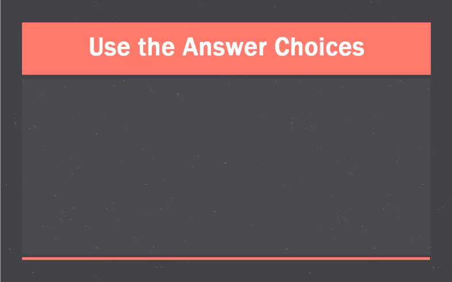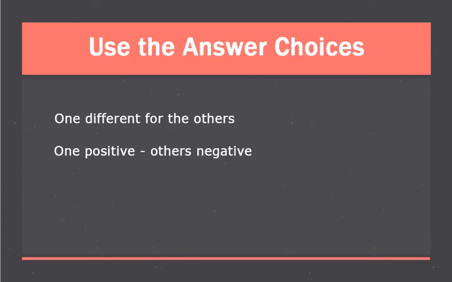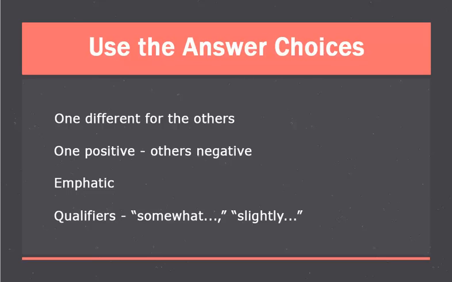And on standardized tests, you want to use information from the answer choices to help you find the answer. Look and see if one is different from the others. For instance, one may be positive, the other's negative. Look for something that's emphatic, strong, harsh. Those you can usually rule out. These are dull, boring passages. So the answer choices will be dull and boring. Look for qualifiers. Test makers love qualifiers like somewhat or slightly. This allows them to put a qualifier on a fairly extreme statement and have it pass off as being correct.